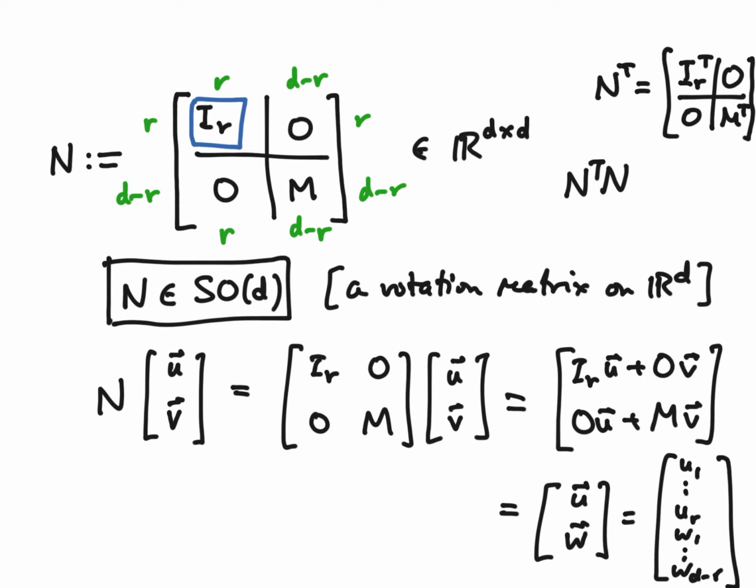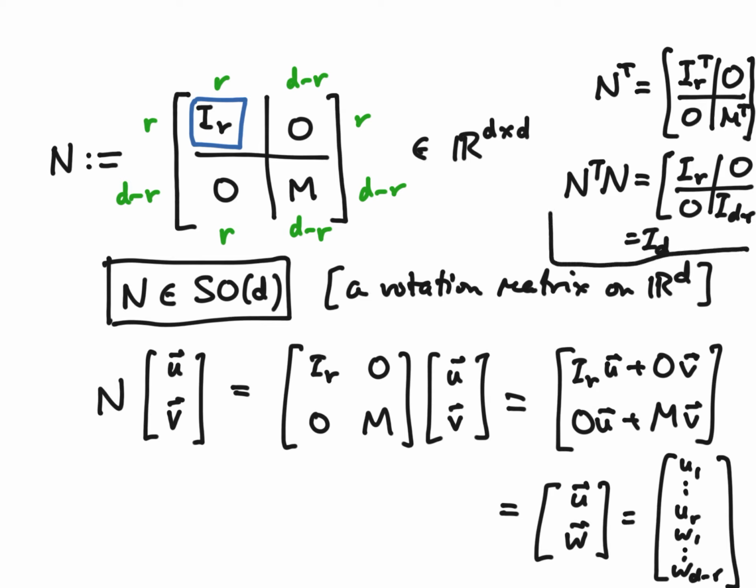But then if you multiply that by the original matrix N, you can use a block rule, and you'll see that you're just going to get the identity matrix and then also the other identity matrix of the other size. Because M transpose is the same as M inverse. But that's just the identity of size D by D. So N transpose and N are inverses, which means that that's also an orthogonal matrix.